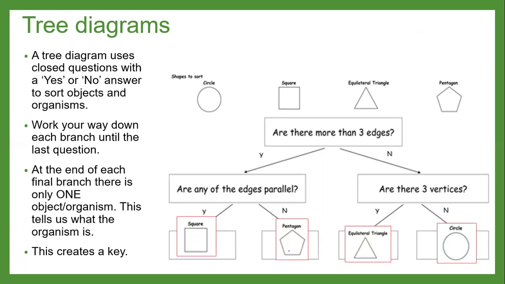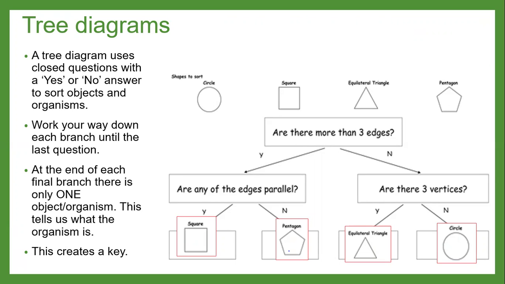So a square. Are there more than 3 edges? Yes, there are 4. Are any of the edges parallel? Yes, we have 2 sets of parallel lines. So yes, it goes there. The square is correct. Look at the pentagon. Are there more than 3 edges? Yes. Are any of the edges parallel? No, because they all will meet at some point. So that's correct. And then the equilateral triangle.